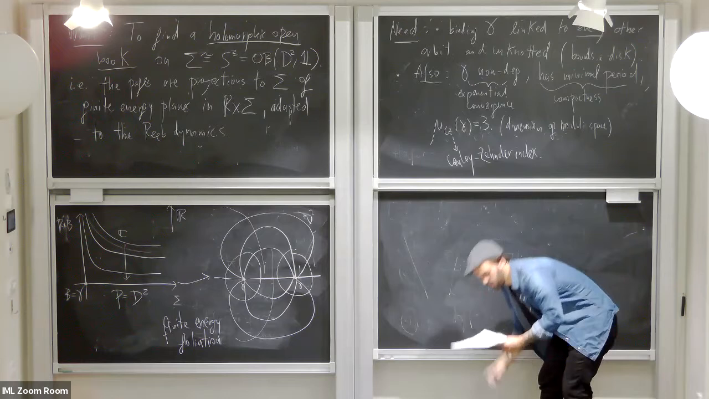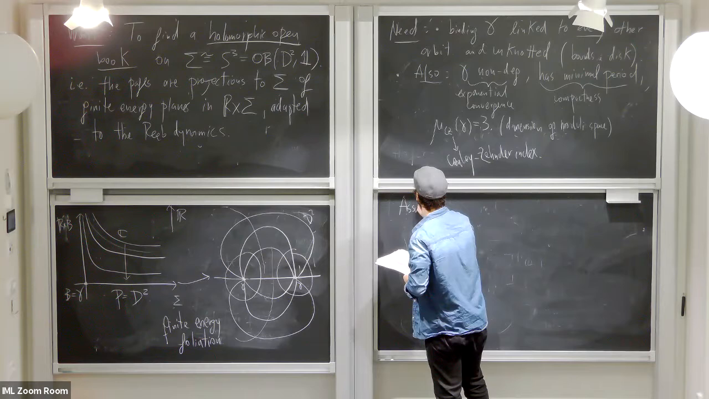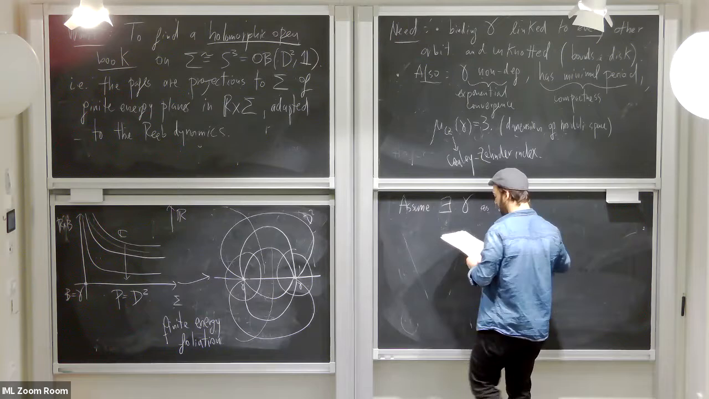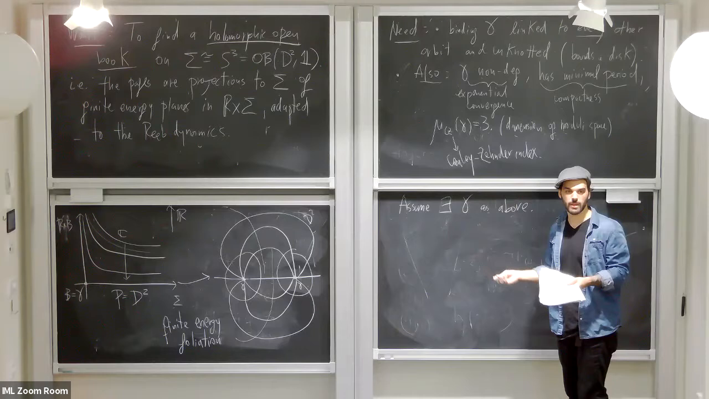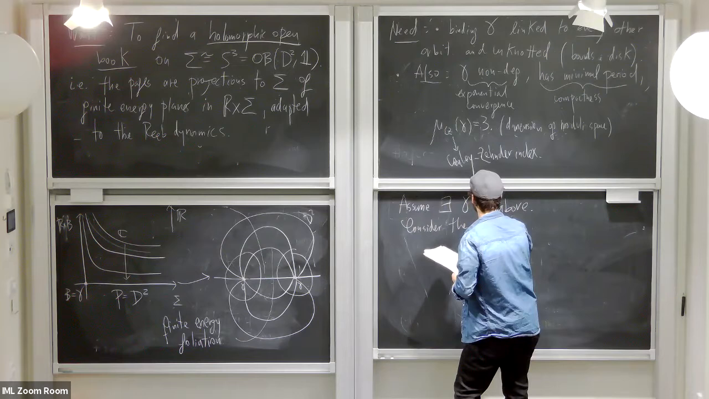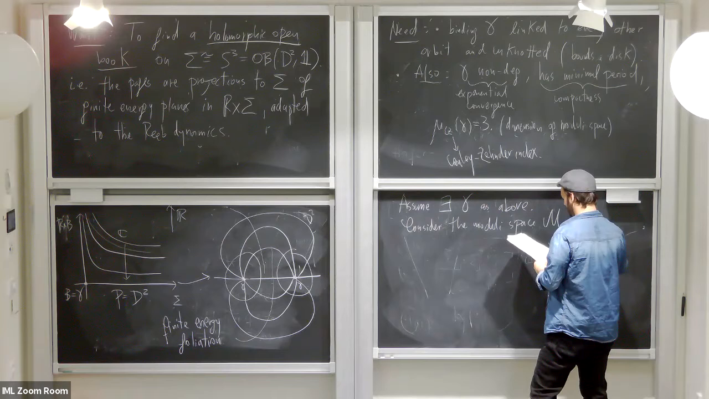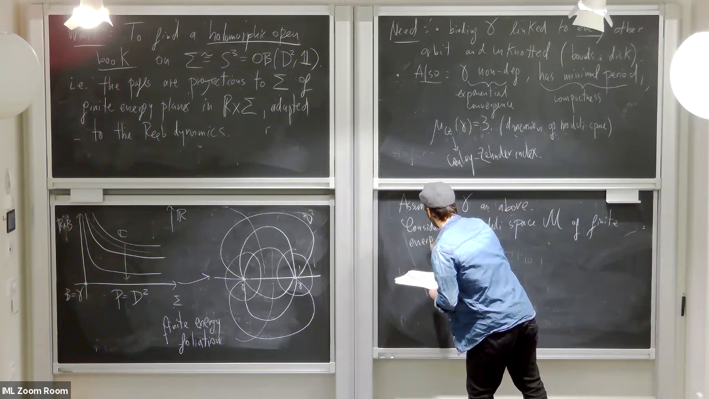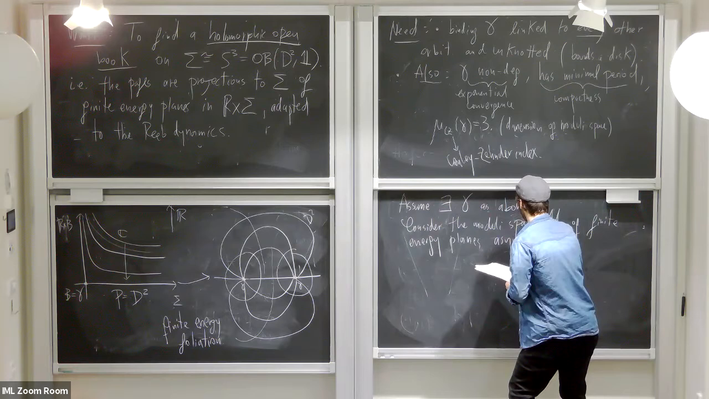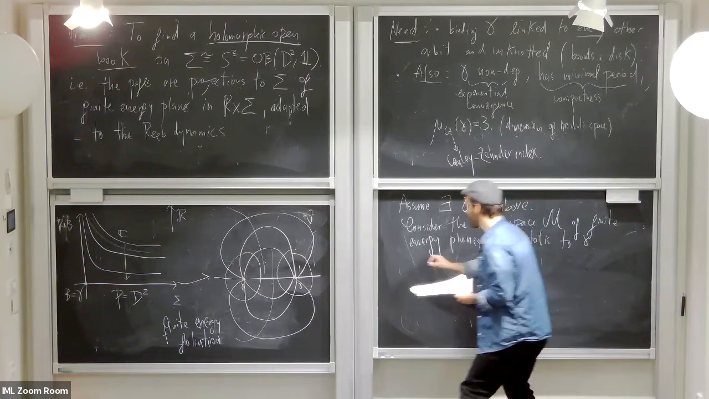Let me tell you how the logic would go. Basically, you assume first that there exists such a gamma. So what you do is you consider the moduli space M of all finite energy holomorphic planes which are asymptotic to gamma at infinity. And here you do it modulo R translations.